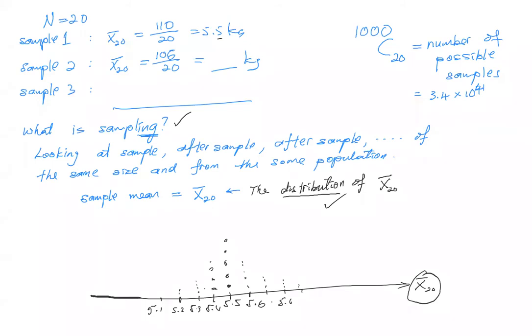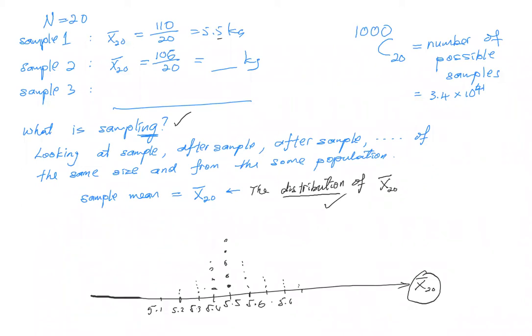Looking at sample after sample after sample of the same size from the same population. Yes, so that is the meaning of sampling. Are you clear? So now our goal is to what? We want to look at the sampling distribution, how it looks, so that later it can help us to estimate the population parameter that we want to talk about. Are you clear?